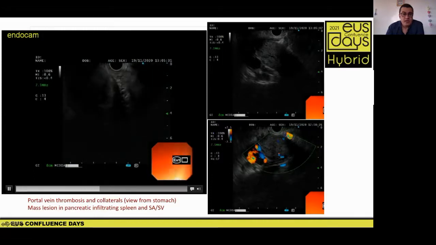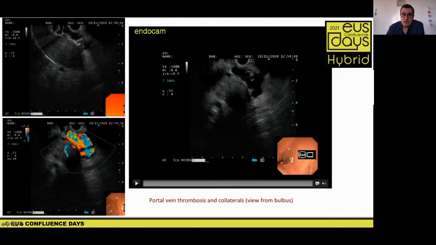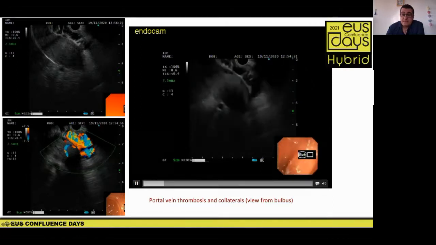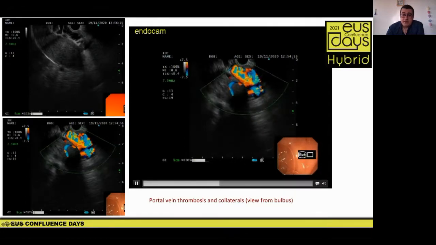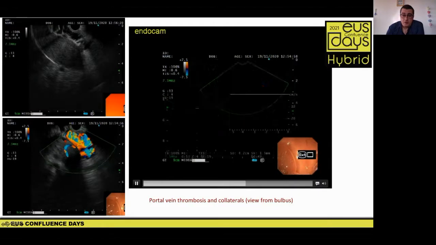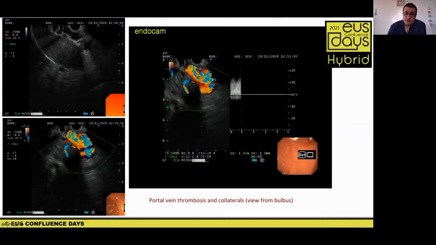When you turn clockwise, you see the mass itself infiltrating the splenic vein. And also, you can see the collateral vessels around the portal vein, as shown in the Doppler. Okay. If you examine this portal vein from the bulb, you see that this is the portal vein thrombus, and these are the collateral vessels. Here you are. And if you apply Doppler, of course, you get a venous flow in these collateral vessels.